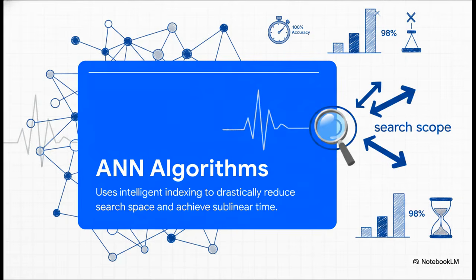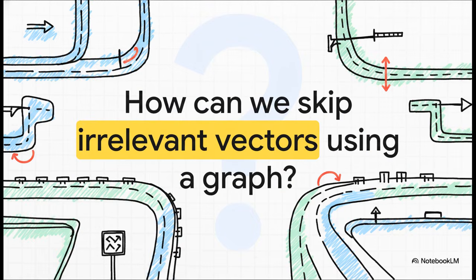Here is the crucial takeaway. ANN algorithms are the beating heart of all vector databases. We are purposely trading a tiny fraction of accuracy, say getting 98% perfect results instead of 100%, in order to get those results back in a fraction of a millisecond instead of an hour. The entire goal is to rapidly reduce the search scope. So how do we pull off this magic trick?